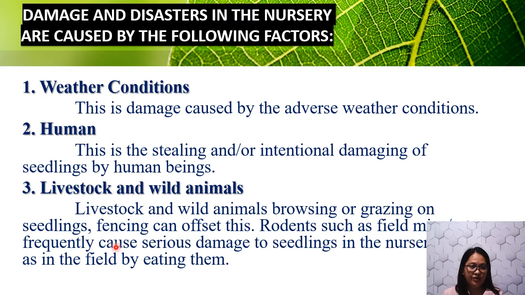Number 2, human. This is the stealing and or intentional damaging of seedlings by human beings. Number 3, livestock and wild animals. Livestock and wild animals browsing or grazing on seedlings. Fencing can upset this. Rodents such as field mice or rats frequently cause serious damage to seedlings in the nursery as well as in the field by eating them.